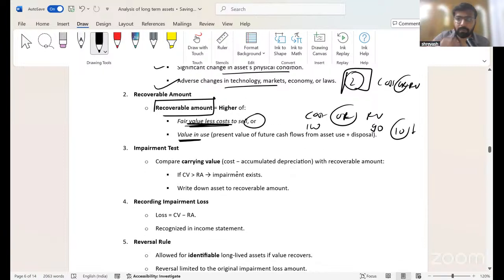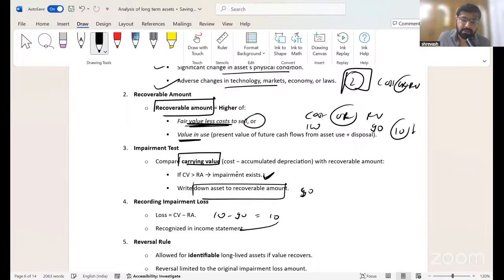Right. Okay. So you compare carrying value with the recoverable value. If this is the case where carrying value is greater than the recoverable amount, then impairment exists and you have to write down the asset value to the recoverable amount, basically to 90. And the loss is going to be 100 minus 90, that is 10. And this loss is recognized in income statement.